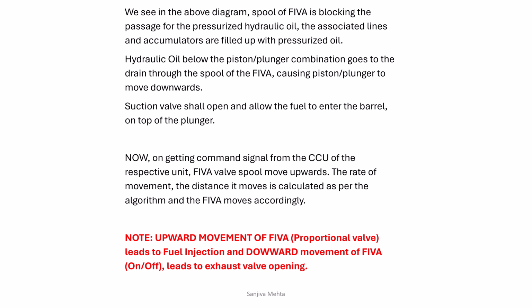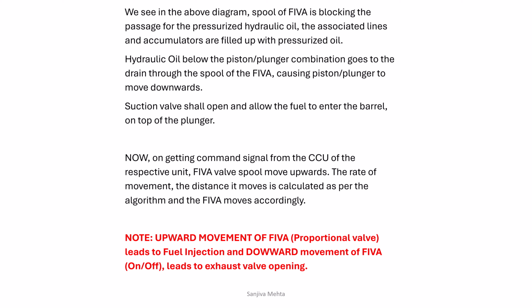That is all calculated by the ECU, depending on the requirement of the RPM or the load of the engine. The rate of the movement, slowly or fast. That's why I say EPIC, electronic profile injection, where strain, intensity and pressure, everything is measurable and controllable. The rate of movement and the distance it moves are calculated as per the algorithm, and the FIVA moves accordingly.